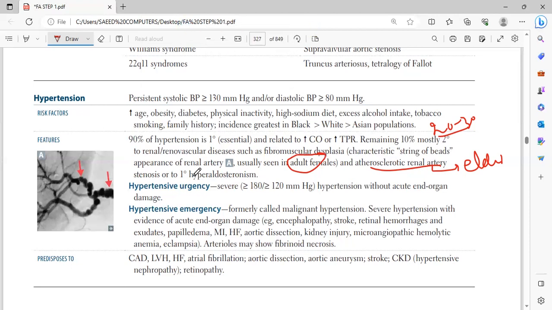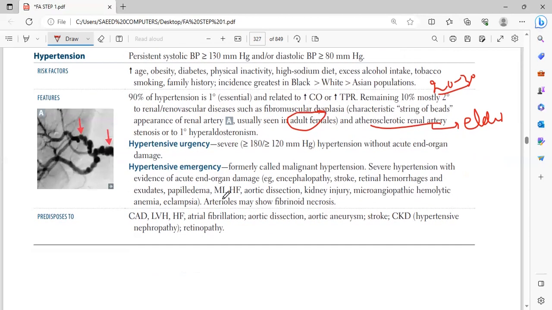Guys, remember, the examiner's main focus is renal artery, renovascular disease. Remember, elder history means renal artery stenosis. Young female means fibromuscular dysplasia. Okay, done. The third common cause is primary aldosteronism, and the fourth one is Cushing syndrome. These four causes are the common ones. Remember. Then there is hypertensive urgency.